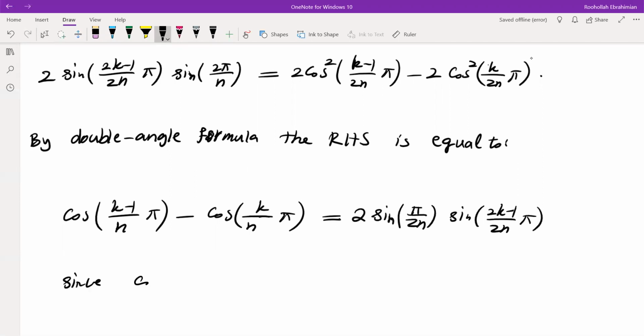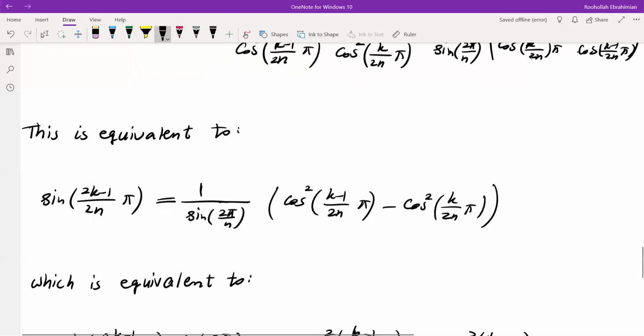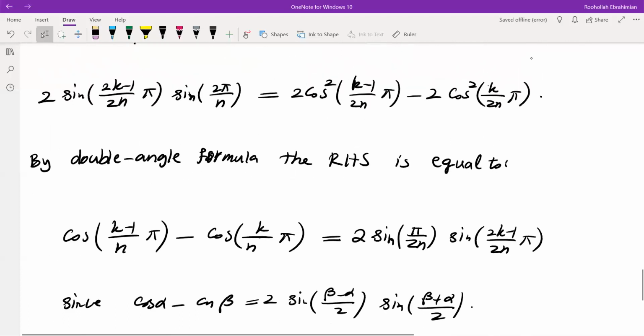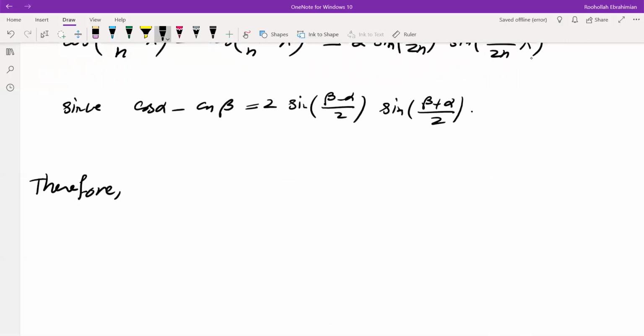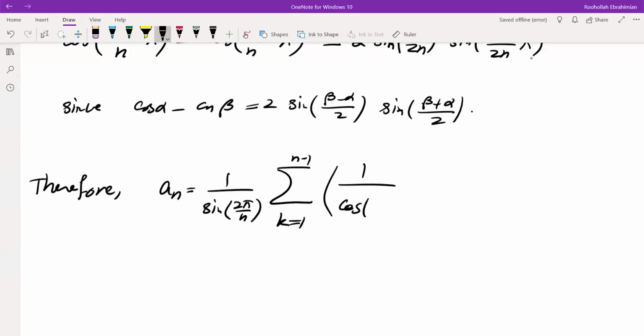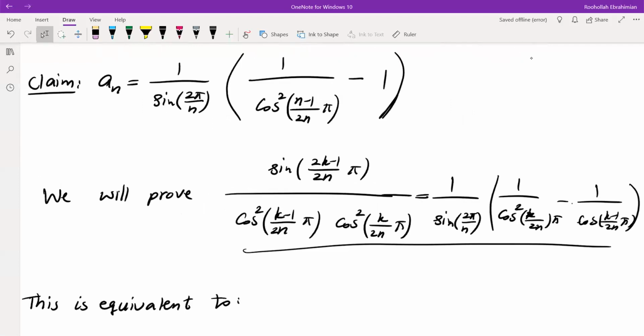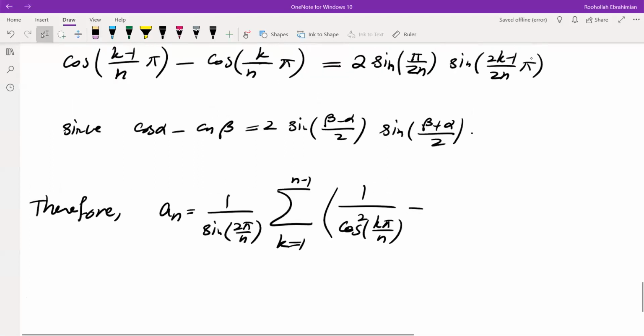Since cosine of alpha minus cosine of beta is 2 sine of (beta minus alpha) over 2 times sine of (beta plus alpha) over 2. Okay, so we proved this claim that I had here. So therefore, a_n becomes 1 over sine of 2 pi over n times the sum from k equals 1 to n minus 1 of 1 over cosine squared of k pi over 2n minus 1 over cosine squared of (k minus 1) over 2n pi. The pi should be inside the angle.